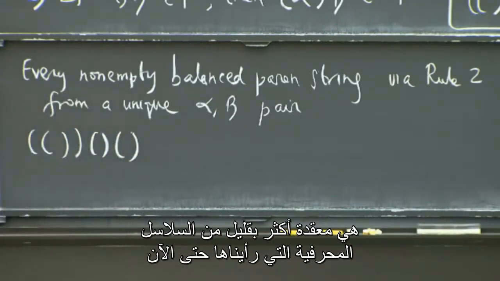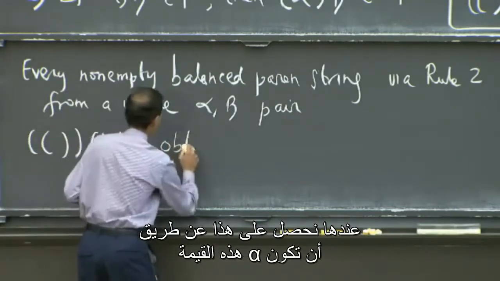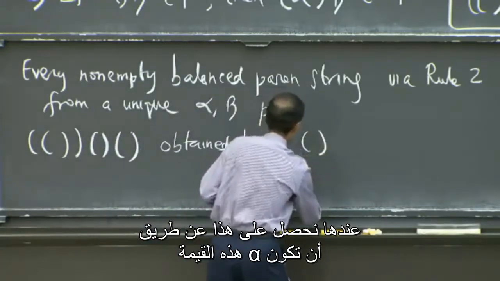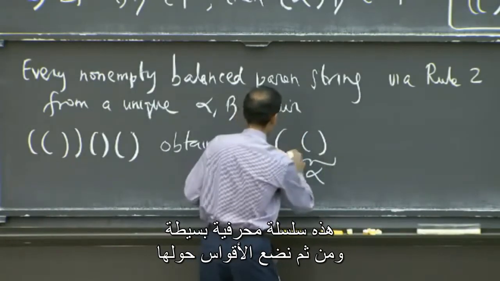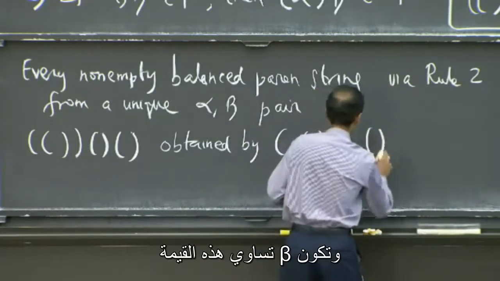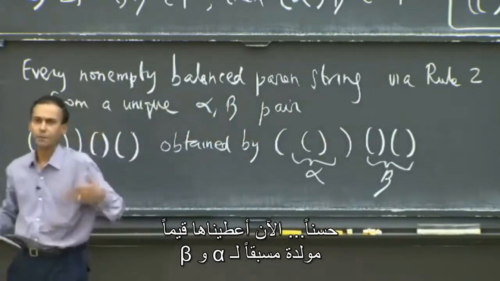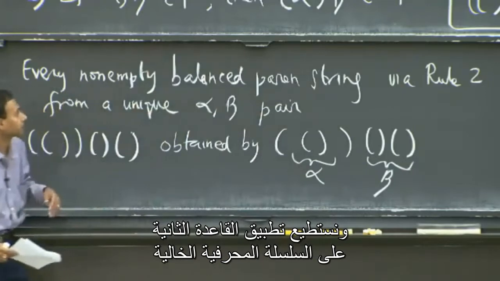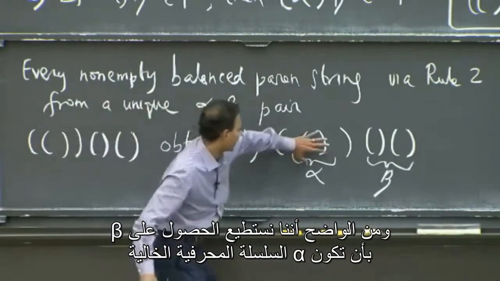So as an example, suppose you want to generate the string that looks like this. So that's a little more complicated than the strings we've looked at so far. Then you obtain that by having alpha be this simple string, and then you put the brackets around that, and then your beta corresponds to this, right? So now alpha and beta were previously generated. So if you apply rule 2 to the empty string, with alpha being the empty string and beta being the empty string, then you get this thing here.